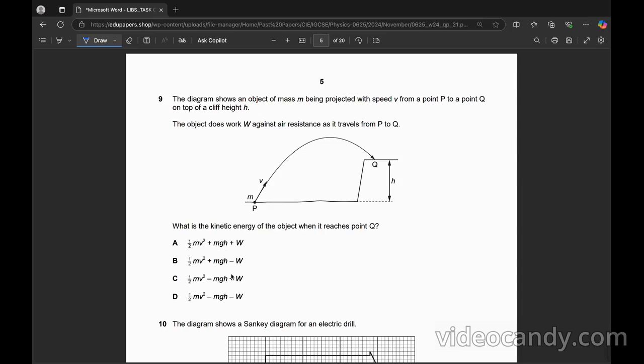Intuitively, because you have to do work against air resistance, energy will be lost, so you would want subtraction. And because you gain height, you have to give some GPE for that from the initial kinetic energy, so it will also be subtraction. So the correct answer is D.